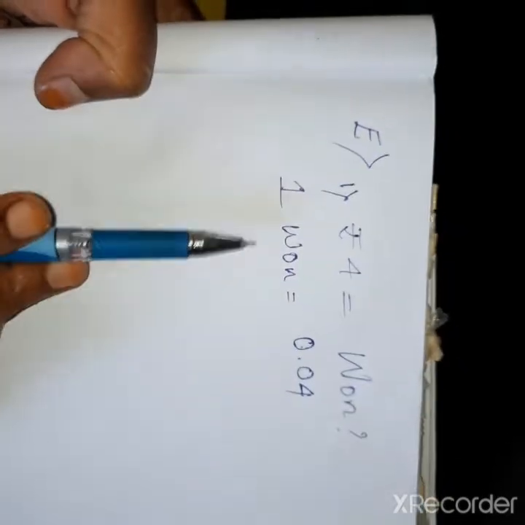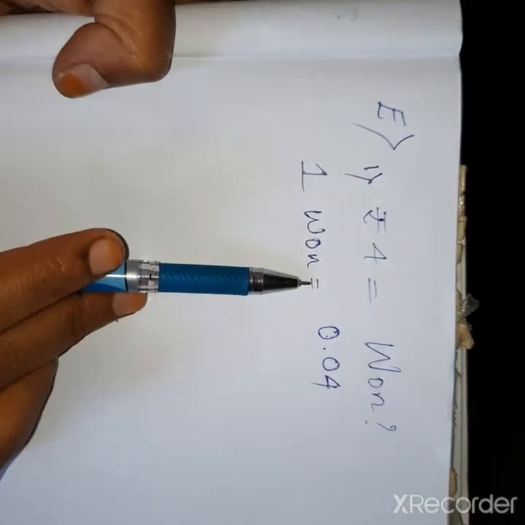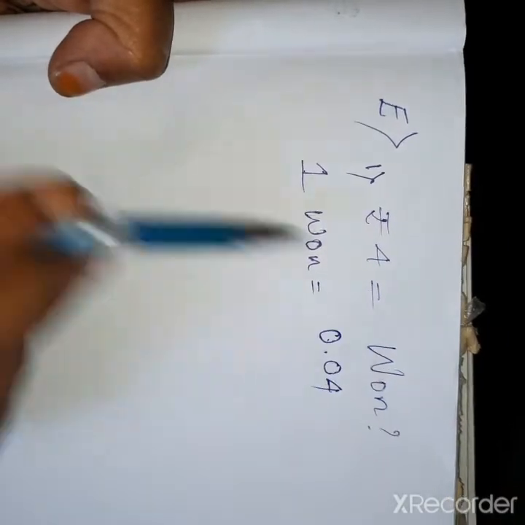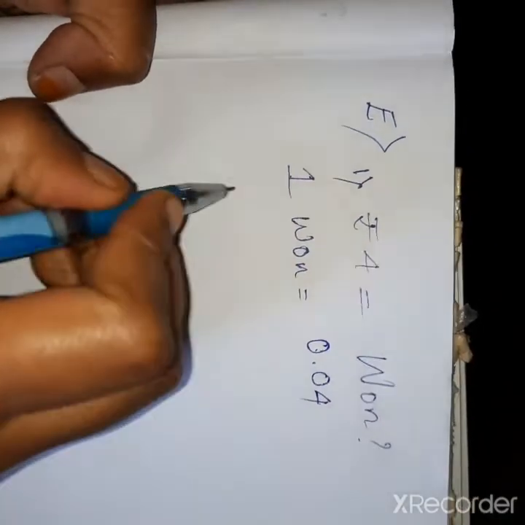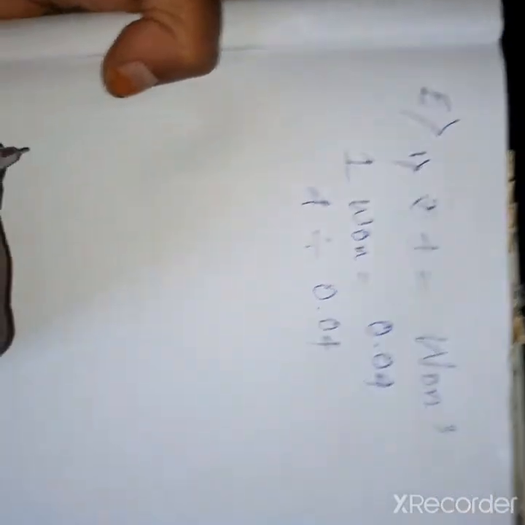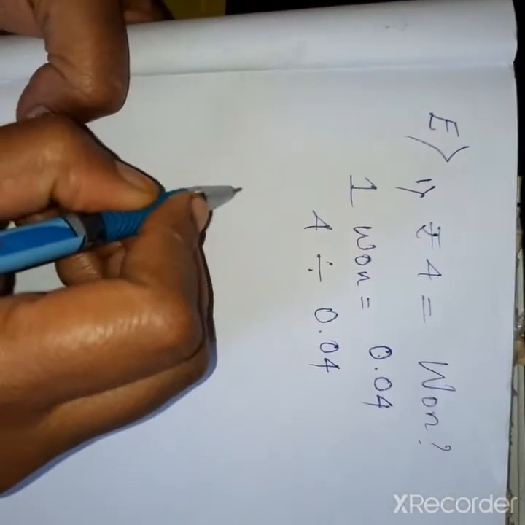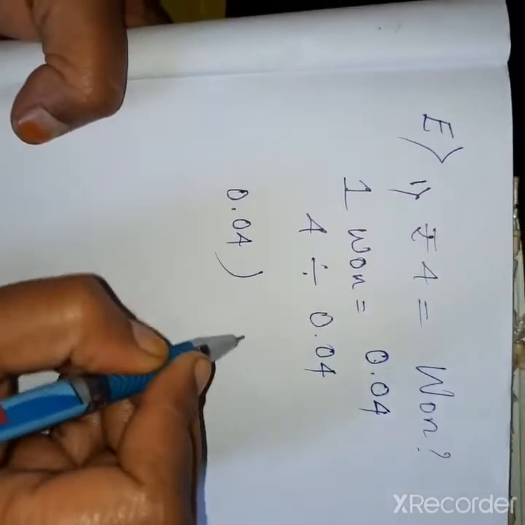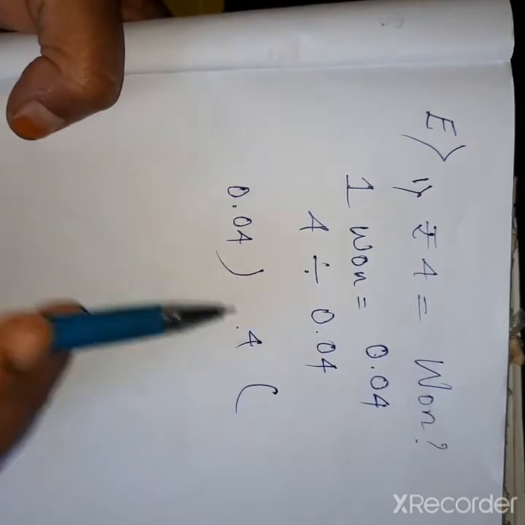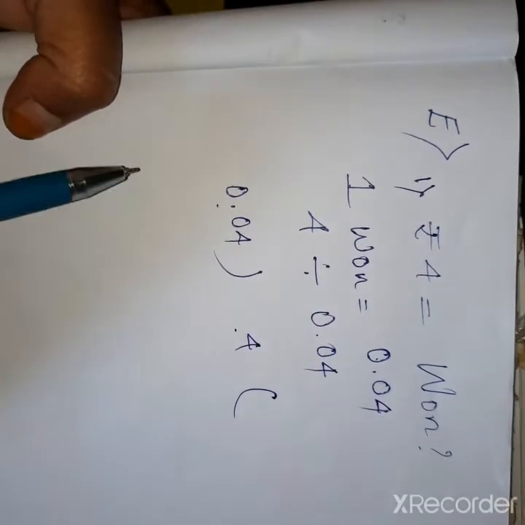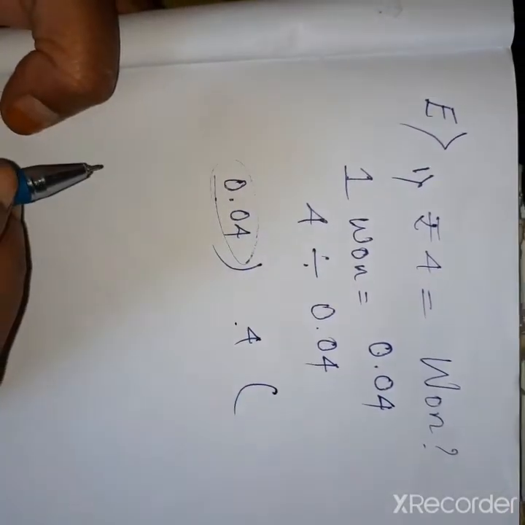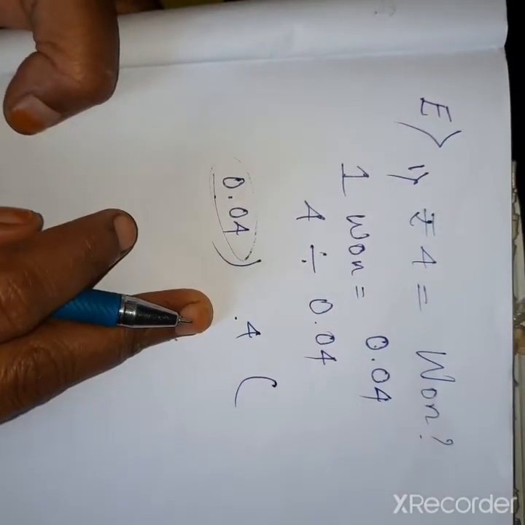This is the question. From the table, we know that 1 is equal to 0.04 rupees. But for 4 rupees, how much will we get? We don't know. So what do we have to do here? We have to divide 4 by 0.04. But this is not a regular division. This division is very special because here the dividend is a whole number and the divisor is a decimal number. In this kind of division, first we have to bring this to a whole number. Then only we can do this kind of division.